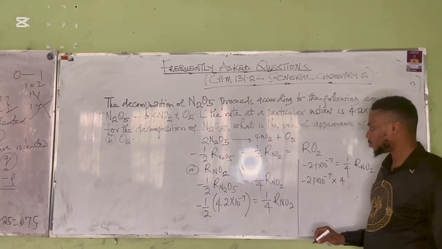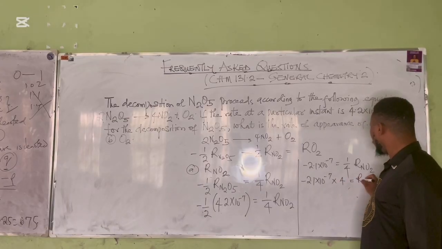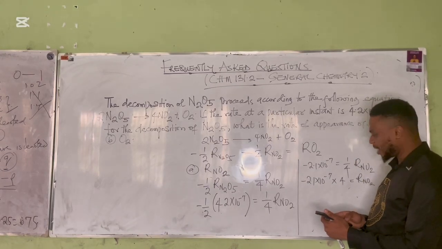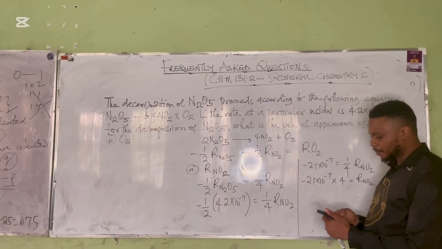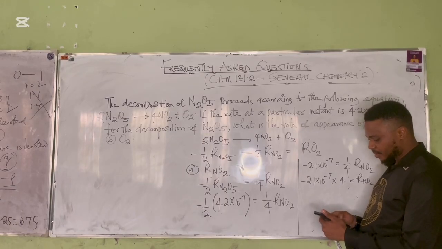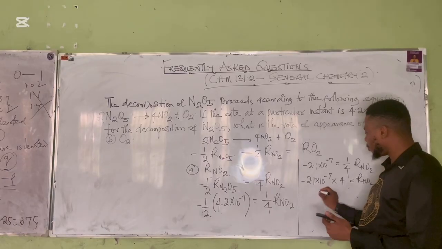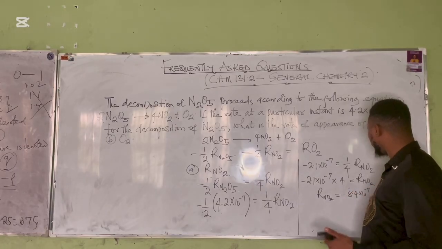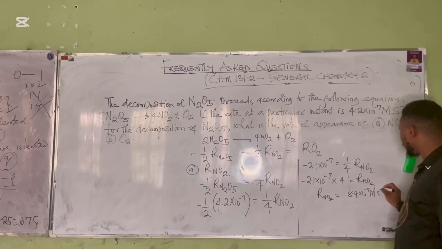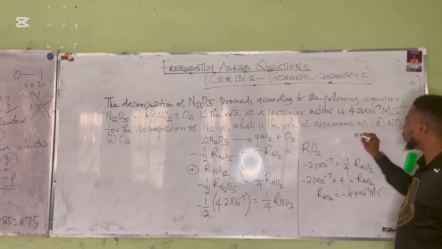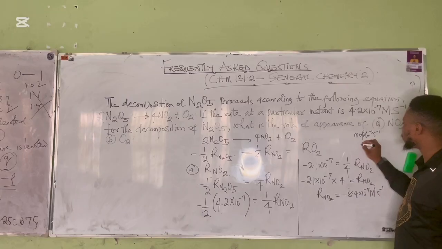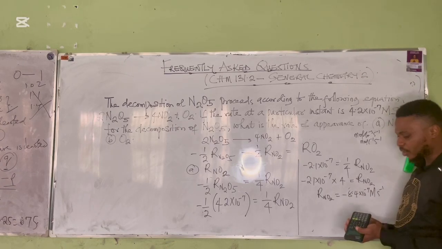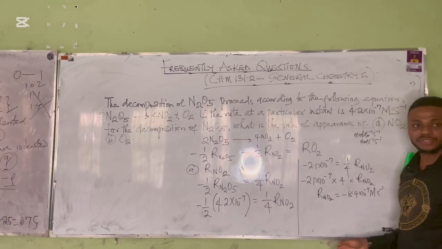Then times 4, which will be equal to the rate of NO2. So if we multiply minus 2.1 times 10 raised to the power minus 7 by 4, what we'll get here is that the rate of NO2 will be equal to minus 8.4 times 10 raised to the power minus 7. The unit is molar per second. Mind you, units can also be mole per dm cube per second or mole per liter per second. So this is the rate of NO2, the rate of appearance of NO2.